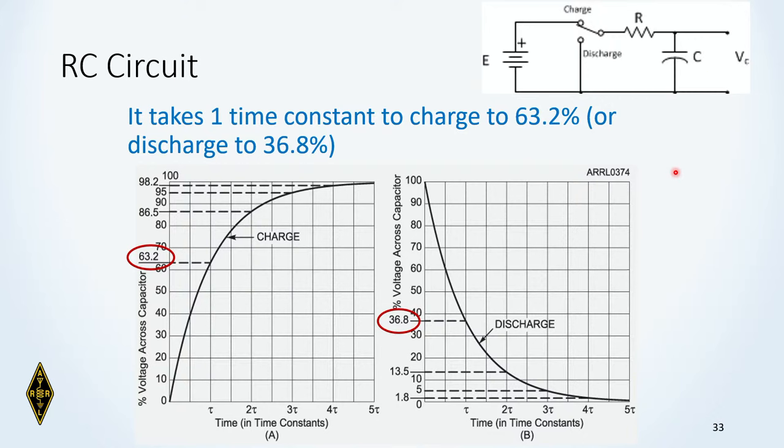So that's the concept. The only thing that you need to know for the pool questions is it takes one time constant to charge to 63.2% or discharge to 36.8%. That's all you need to know for those five pages of math in our book. Yikes. Yikes is right.